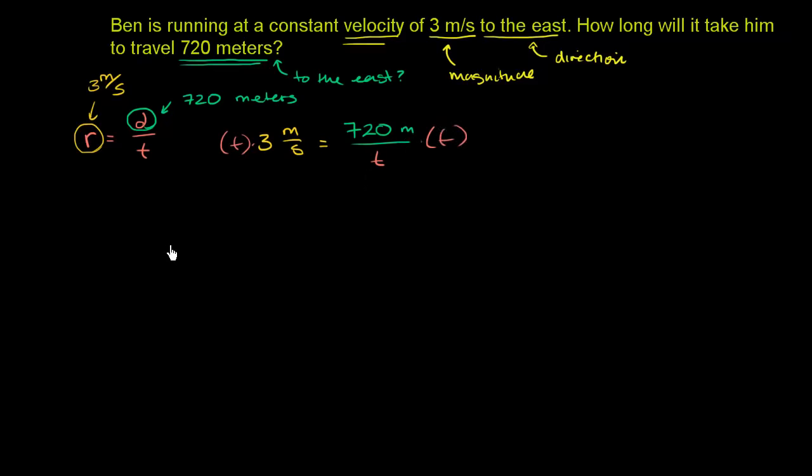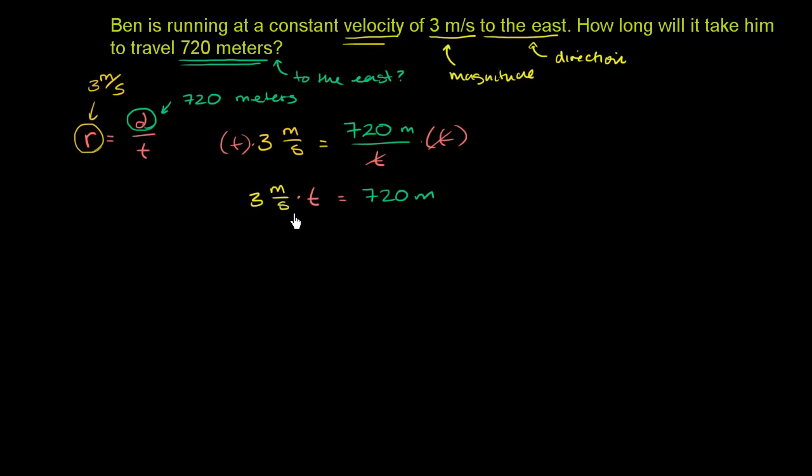And then let's just take it one step at a time. So 3 meters per second times time is equal to 720 meters. Because the time on the right will cancel out right over there. And that makes sense, at least units-wise, because time is going to be in seconds. Seconds cancel out with the seconds in the denominator, so you'll just get meters. So that just makes sense there.